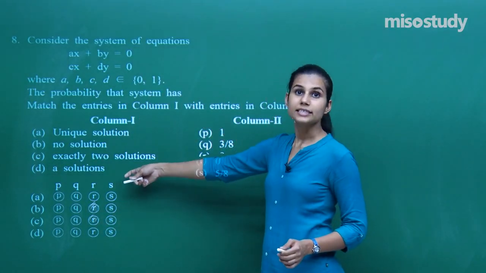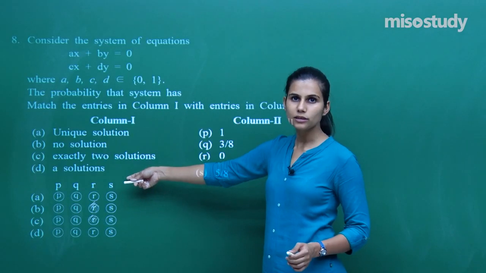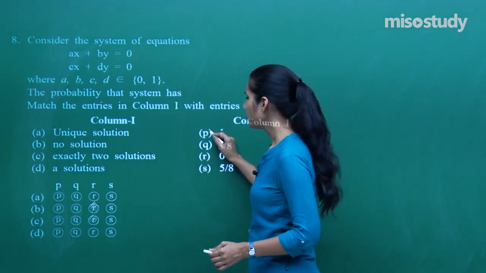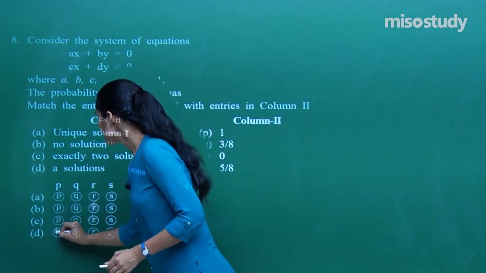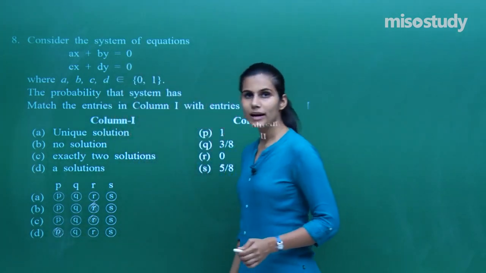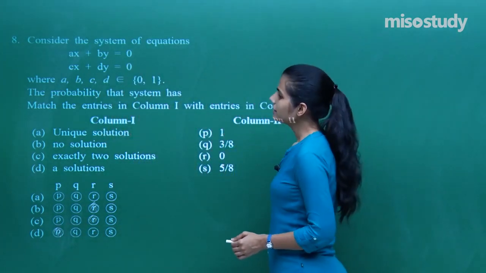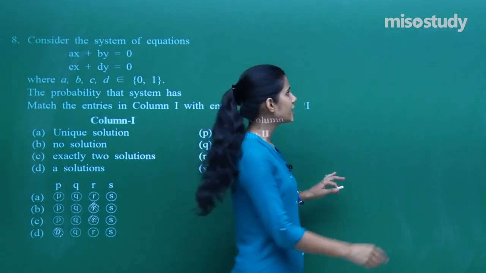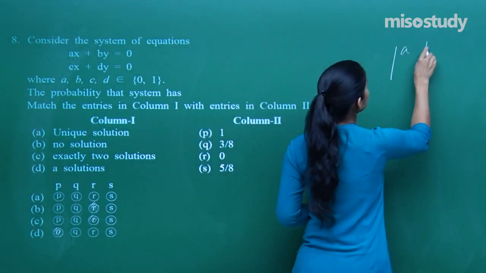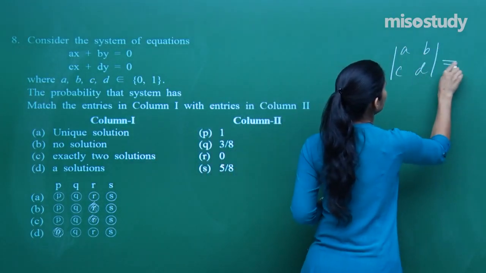A solution, it is definitely going to have at least one solution, that is for sure, so the probability is 1. And I told you that one solution which is x0, y0. What is the probability that it has unique solution? A unique solution can only occur when this is not equal to 0.